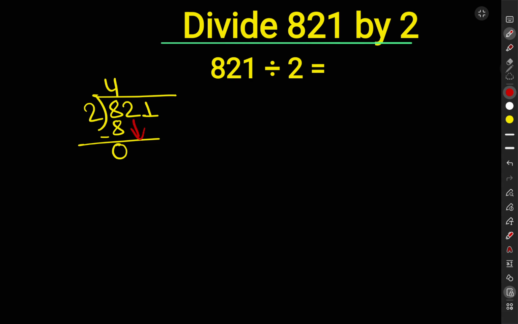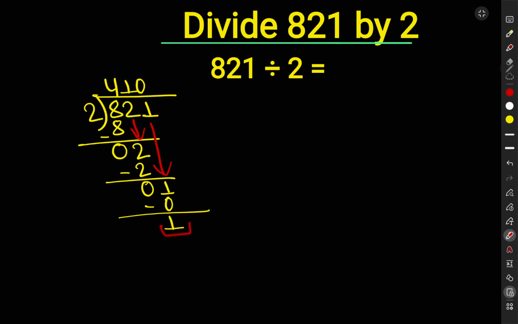So now we put down these 2 and 2 times 1 is 2. On subtracting we get 0. So again we put down this 1 and 2 times 0 means 0. On subtracting we get 1.